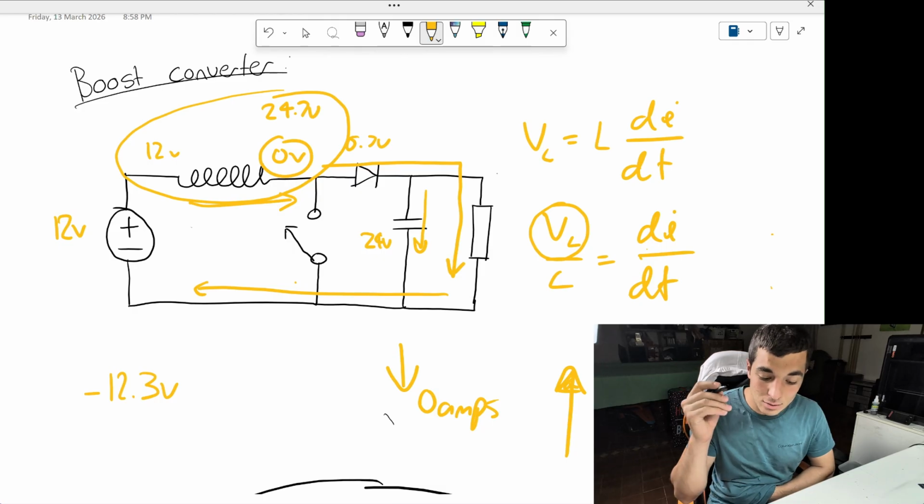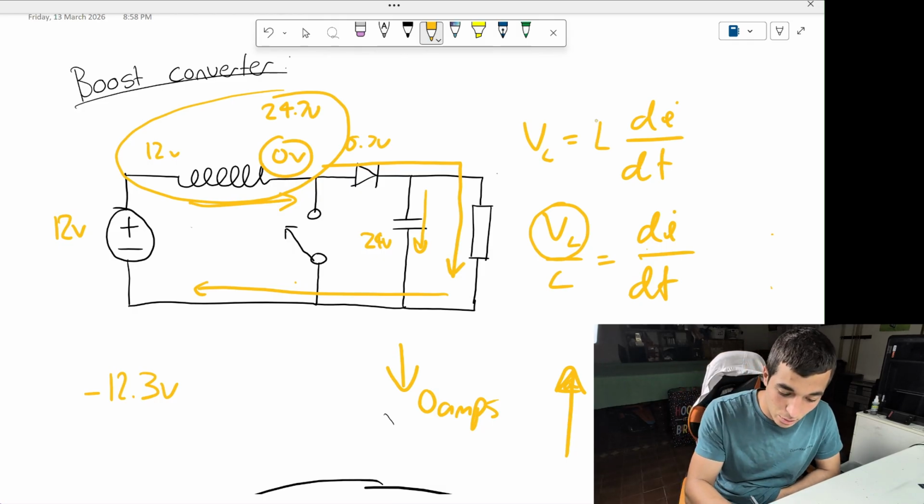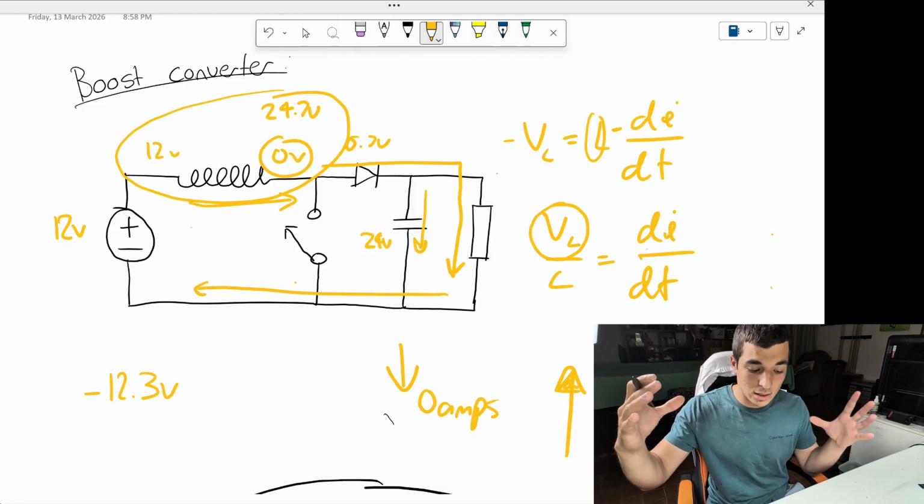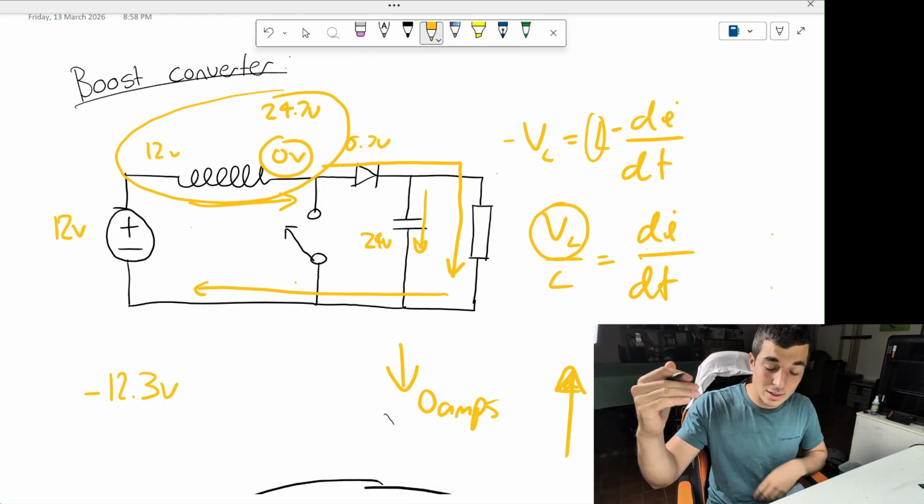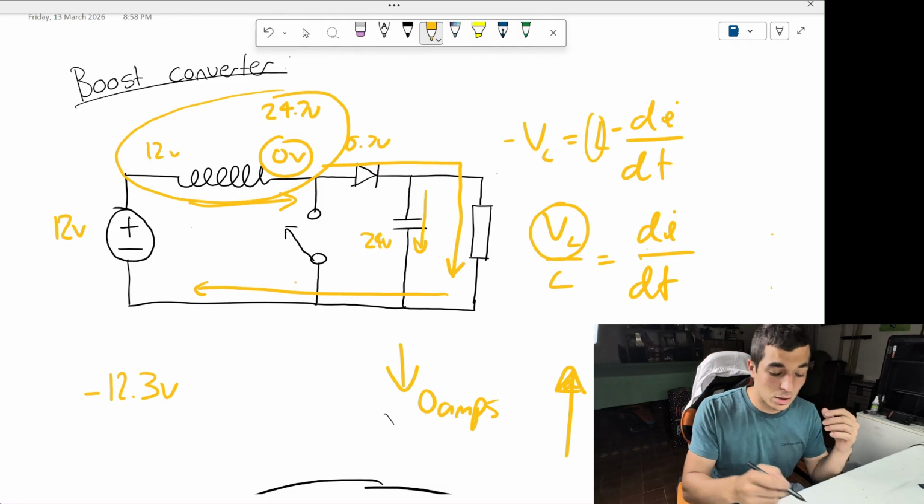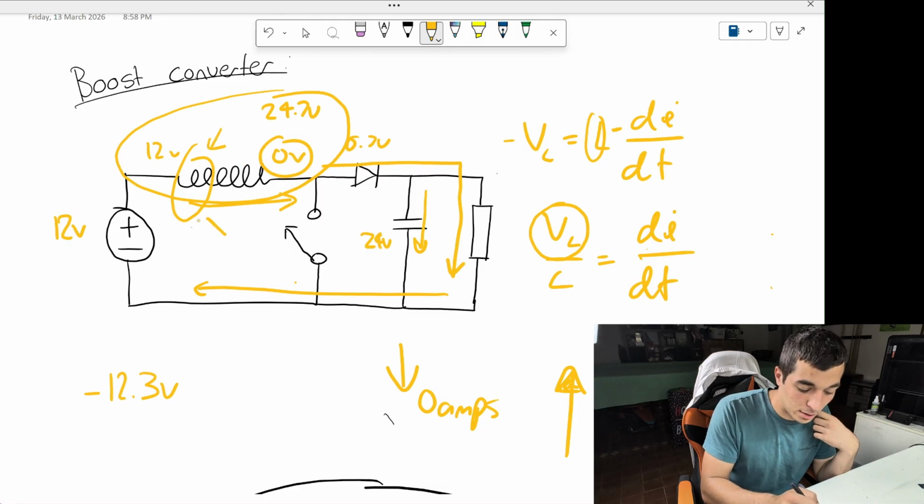And if the voltage of the inductor is negative, well, you can't have negative inductance, so the change in current is negative. Now that current change is going to ramp down, it's going to decrease, and the magnetic field around the inductor is going to start collapsing. It's going to start shrinking.